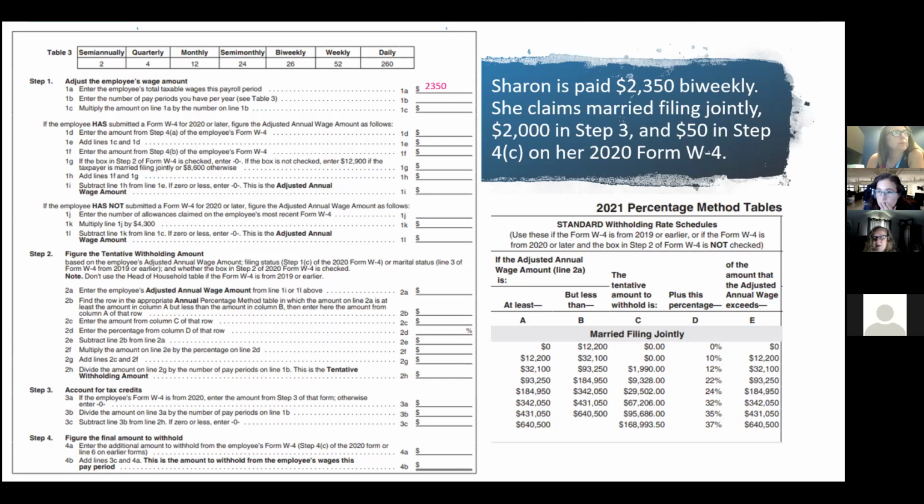They tell us that she is paid bi-weekly, which means that she's paid 26 times per year. Again, that's very important for you guys to know: biweekly, 26 times a year.